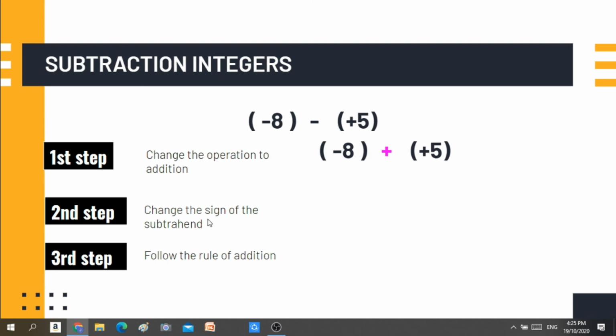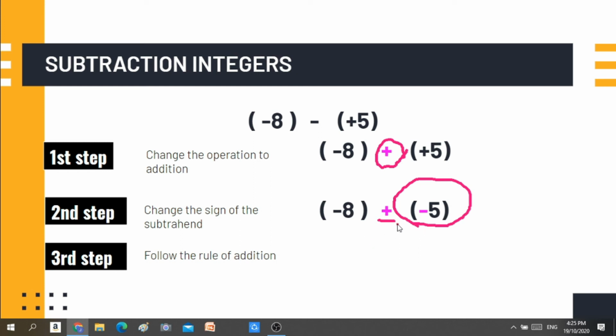Again, ano yung subtrahend dito? Yung positive 5. So, ano mangyayari kay positive 5? Magiging negative 5. So, we have now negative 8 plus negative 5. Ulit, we change the operation at first, and the second one, after changing the operation, we need to change as well the sign of the subtrahend. Pinalitan natin ang operation to addition. Pagkapalit, pinalitan din natin yung sign ng subtrahend. Okay. After that, we're done with the first step and second step.